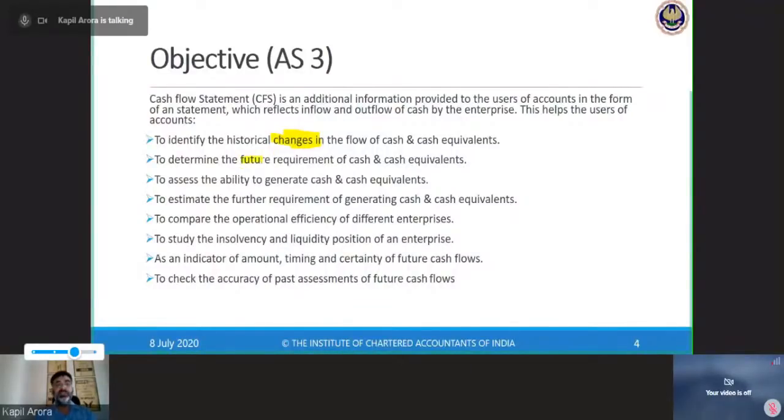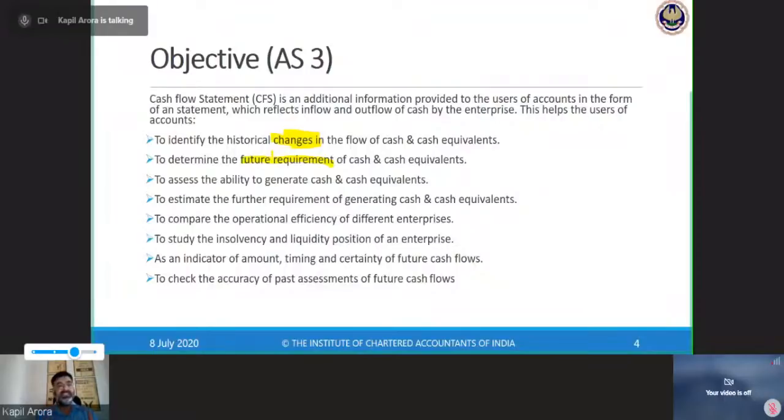To determine the future requirement of cash and cash equivalent, for example, let's say today I may have negative cash in the cash flow statement. It means that there would be some future requirement to generate further cash flows. Otherwise, we are going to suffer in the business. So one reason we always say cash is always the king. Profit is there for growth. But if you are not getting cash, you cannot run the business, right?